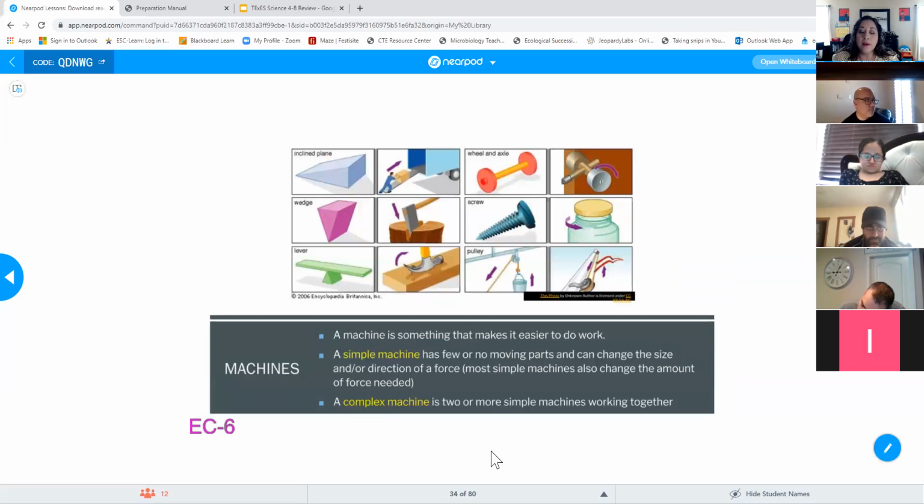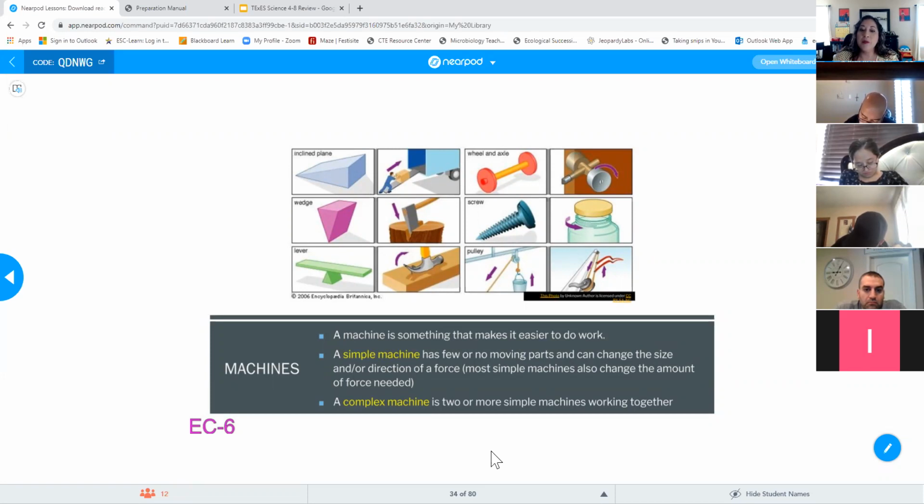Okay, now in terms of physics, the next thing that you have to understand has to do with machines, so simple machines and complex machines. In elementary, so EC6, you're looking at understanding what the different types of simple machines are. Basically, all they are is things that are going to make it easier to do work.